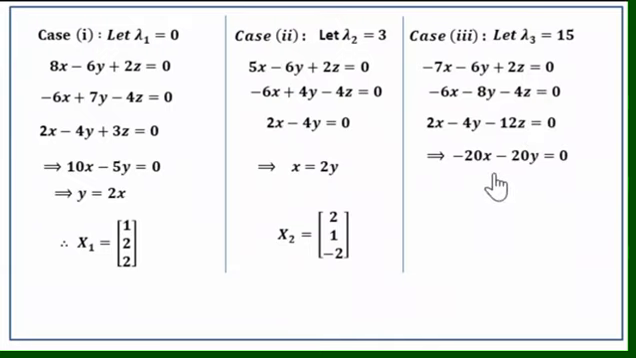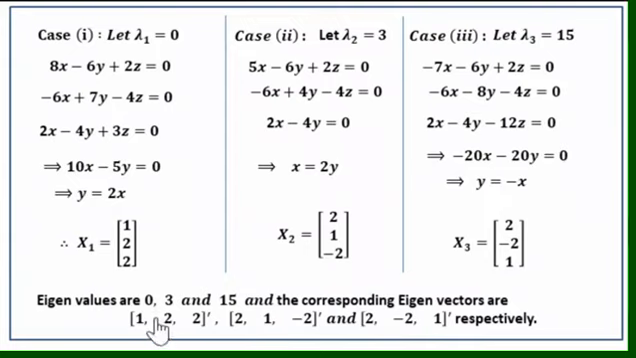So from this, y equals minus x. So when x is 2, y is minus 2, because if I take 1 and minus 1, then z will get a half. You can check this. So I'll take x equal to 2, y equal to minus 2, and putting these in the first equation, we will get the value of z as 1. So these are the three eigenvectors corresponding to the eigenvalues 0, 3, 15.